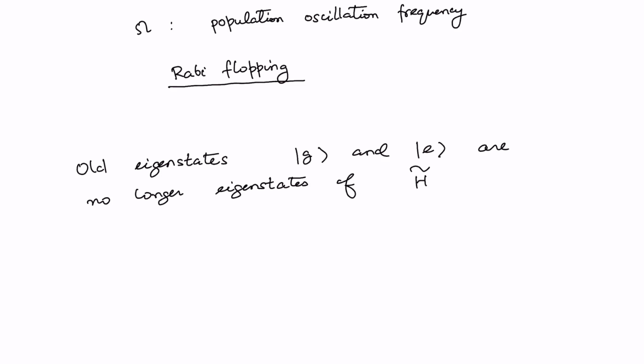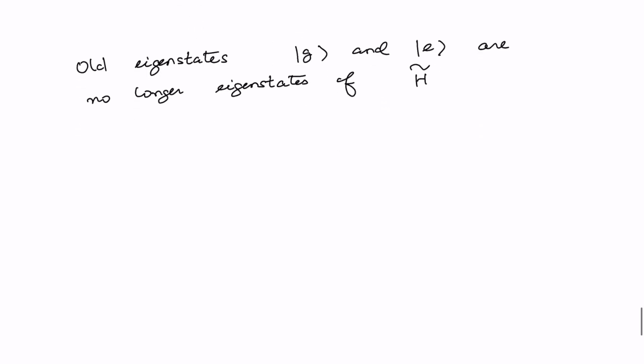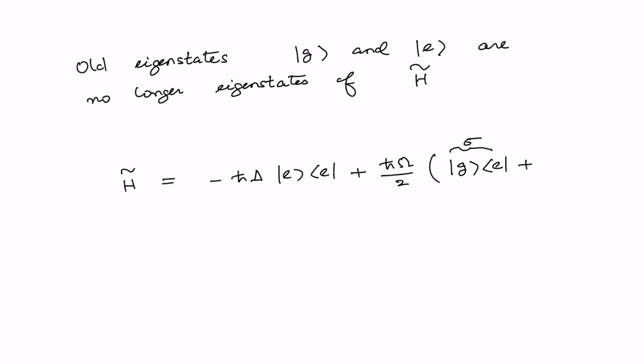But still we can find out the new eigenstates of this Hamiltonian, and let us do that. As we have seen, H tilde is equal to minus h cross delta |e><e|, we are still working in the rotating frame of reference and under the RWA. So our Hamiltonian is minus h cross delta |e><e| plus h cross omega by 2 sigma, which is basically the atomic lowering operator, and this is my sigma, and then I have |e><g|, and this is my sigma dagger.